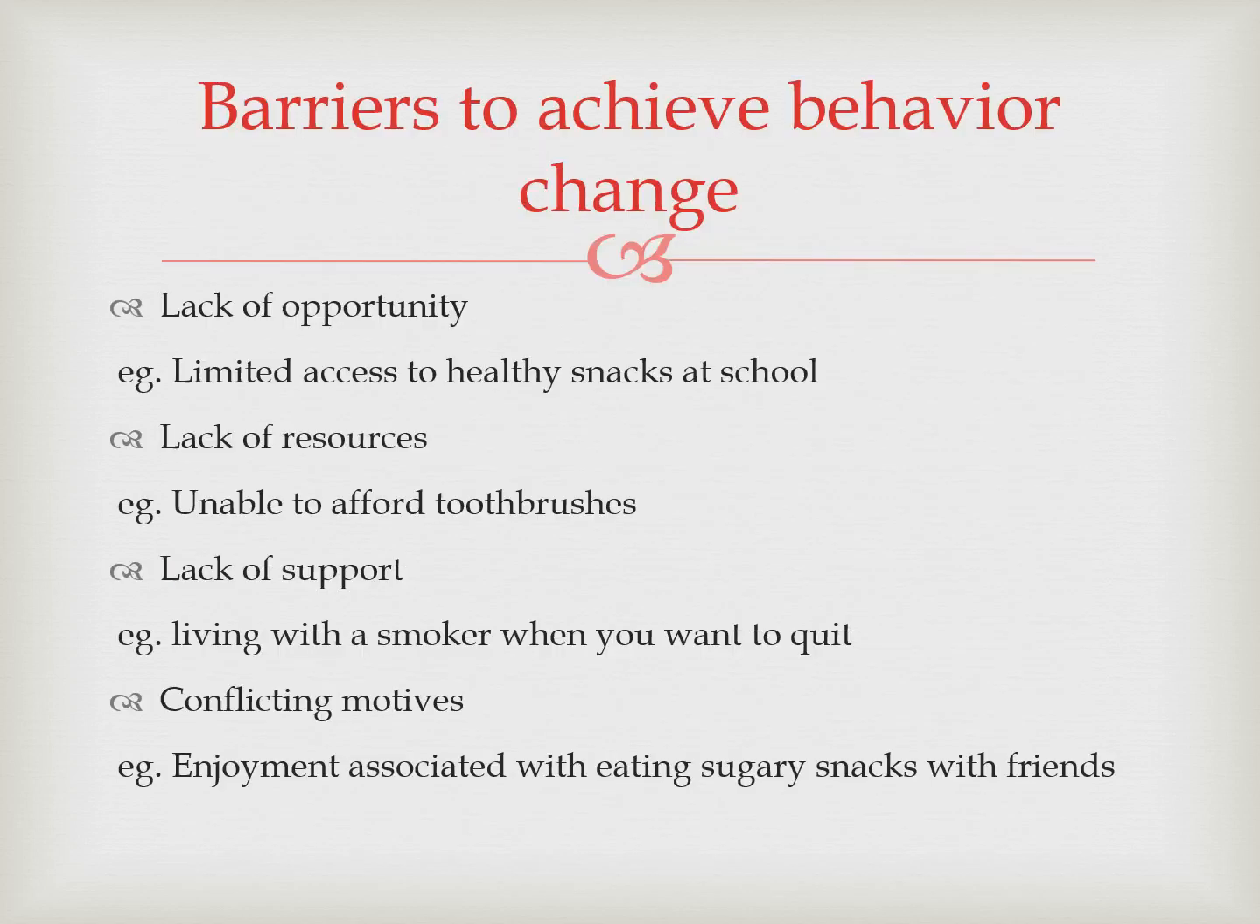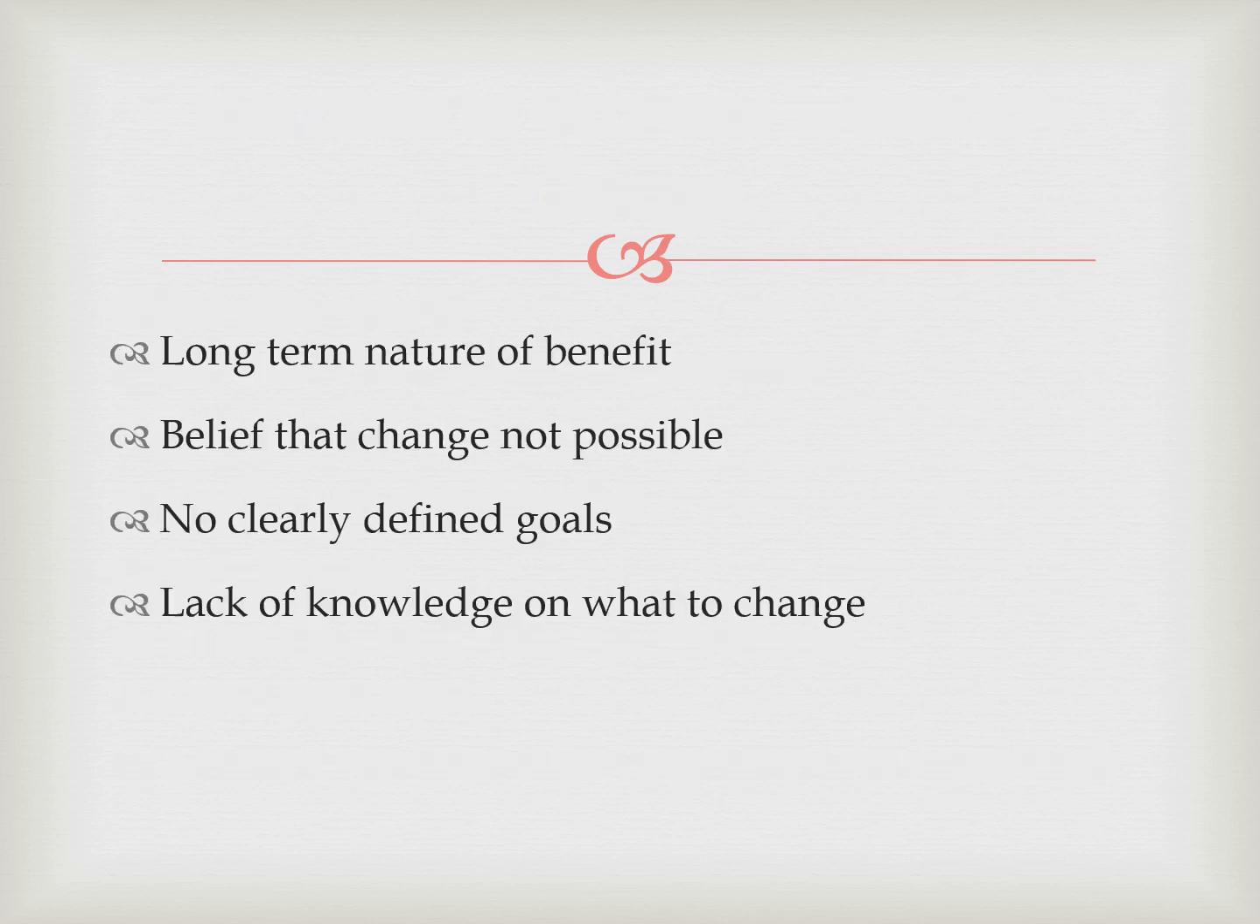What are the barriers to achieving behavior change? They are lack of opportunity, lack of resources, lack of support, and conflicting motives. For example, lack of opportunity is like limited access to healthy snacks at school. Lack of resources is being unable to afford toothbrushes. Lack of support is living with a smoker when you want to quit but are not able to. Conflicting motives are the enjoyment associated with eating sugary snacks with friends. That is one of the barriers to achieving behavior change.